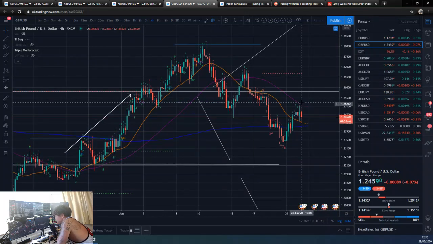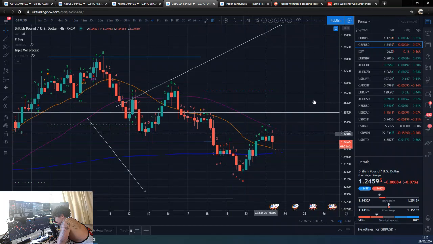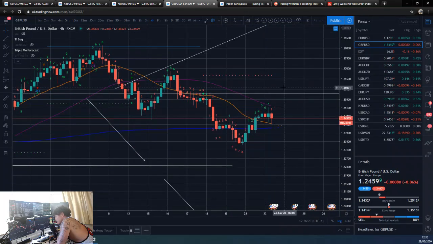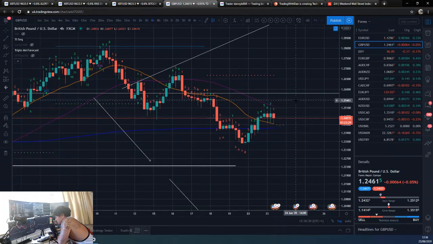Right, cable. Again, on cable we were looking to try and get the 4 hour 9, but we didn't get that. So we got a 1. This could still very easily rally and print into a 4 hour 9. Ideally this level here would be a nice level to short for a 4 hour 9.